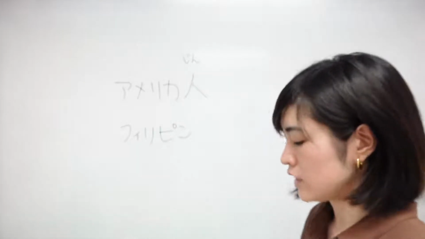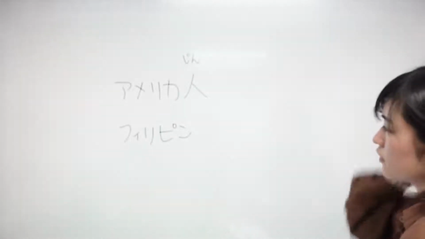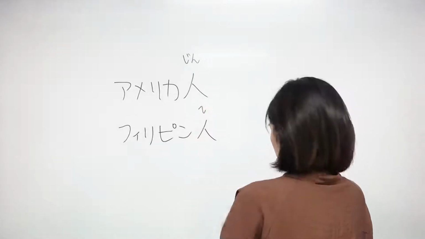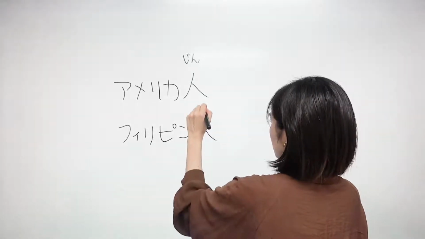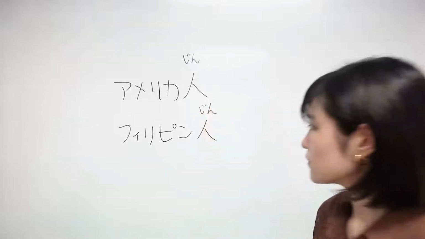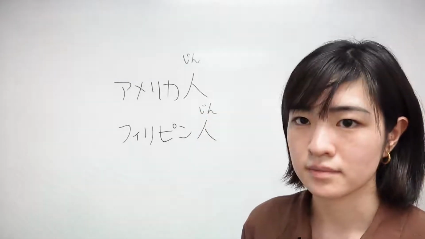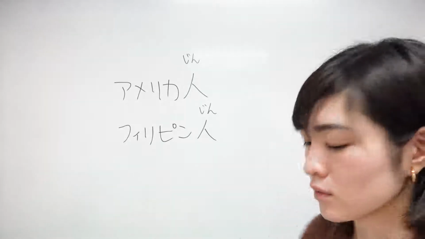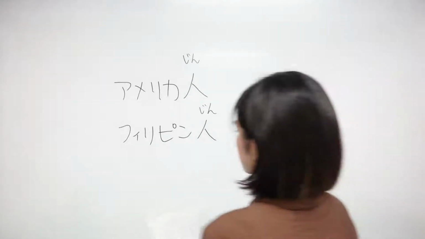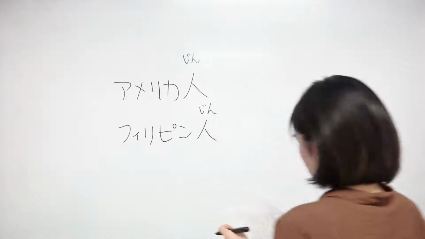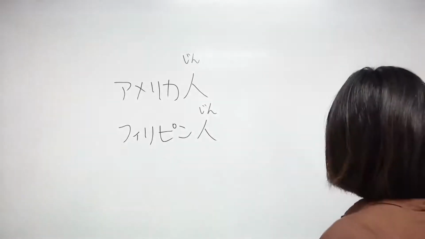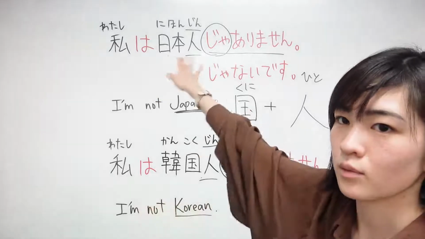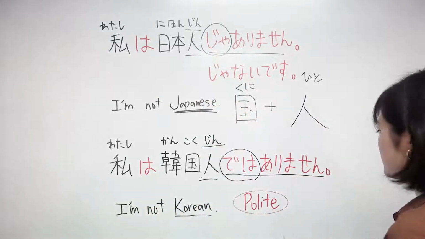Philippine. Okay, Philippines. Add person 人. And you read this Philippine 人. Okay. So, Filipino. Okay, so this is how you can express where you're from. Where are you from? What kind of person are you?